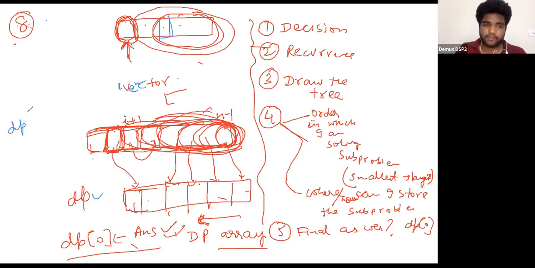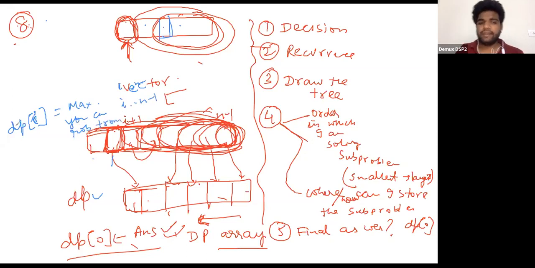So from here, we know that this is the DP array. What is DP of I actually denoting in English? DP of I is denoting the maximum that you can rob from houses I to n minus 1. And from there, your answer is DP of 0, the maximum that you can rob from 0 to n minus 1.